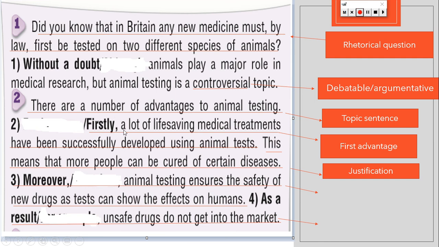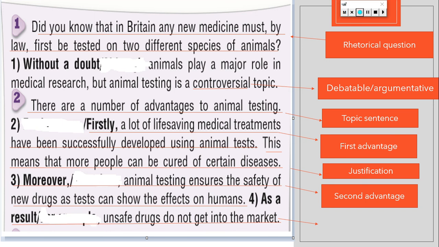So when you write down an argument, justify it. Okay? It's not enough to write an argument, then you move on to the other argument. You have to justify it. So then we have the next linker. Moreover, you can also say in addition, besides. This is to add. You are going to add a new point, a second, a third, a fourth point. Okay? So this is the second advantage.